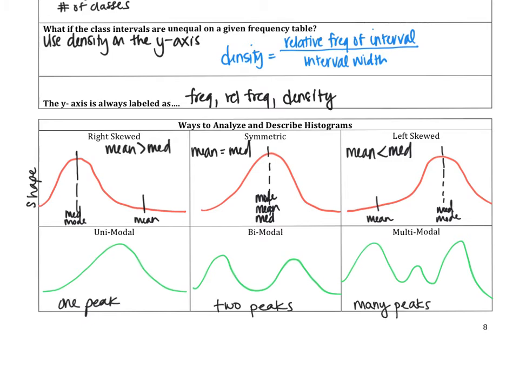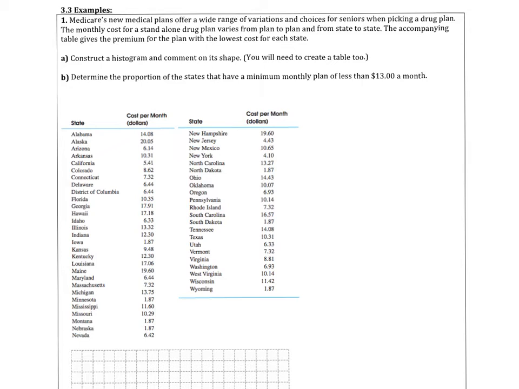All right, now that we've got some basics about histograms, we're ready to go ahead and do our first example. So let's read this first example together. Medicare's new medical plans offer a wide variety of choices for seniors when picking a drug plan. The monthly cost for a standalone drug plan varies from plan to plan and from state to state. The accompanying table gives the premium for the plan with the lowest cost for each state. Construct a histogram and comment on its shape.